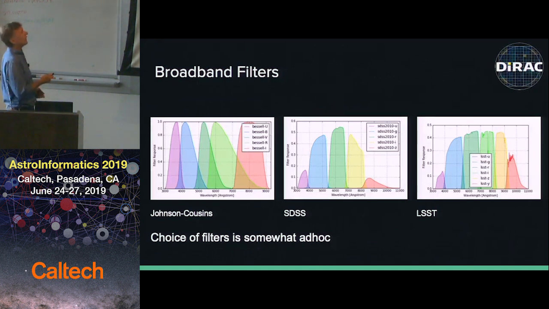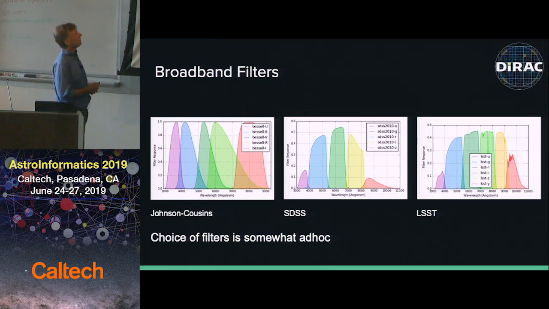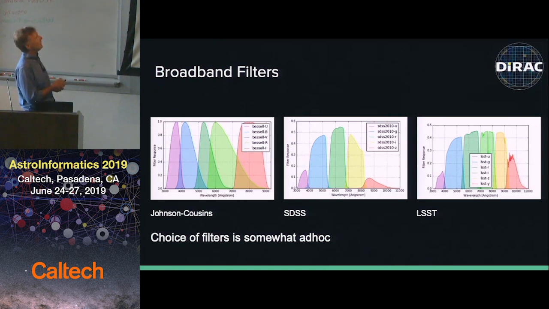Right? So if we look back to the original Johnson-Cousins filters, the UBVRI filters from Johnson and from Cousins, you can see that the filters actually overlap with one another. And this is all driven by the properties of the glass. They're glass-based filters, and so the tail-off of the sensitivity towards the red end is all determined by the properties of the glass. When we move to more modern surveys like the Sloan Digital Sky Survey, we have sharper edges to the filter because we're beginning to use interference filters.